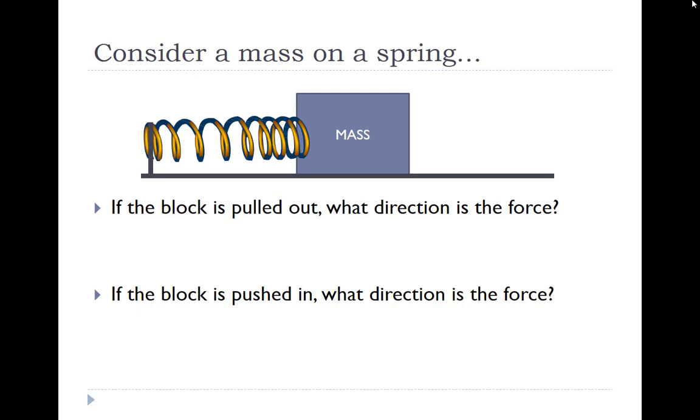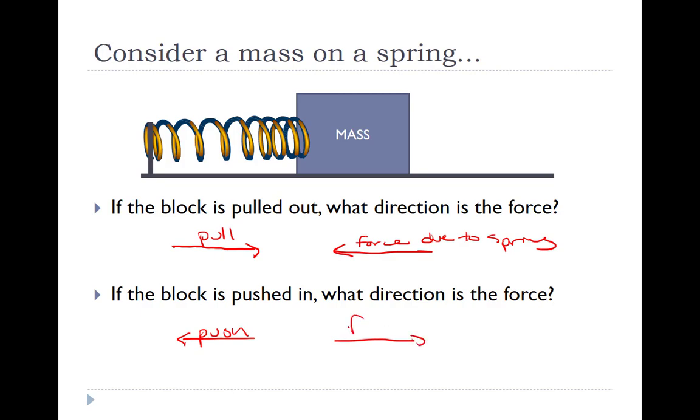If I have this block and I pull out on it, what direction is the force on it? So if I pull the block this way, then the spring exerts a force back the other way. And the opposite is true. If I push the block in, then the spring tries to push it back out.